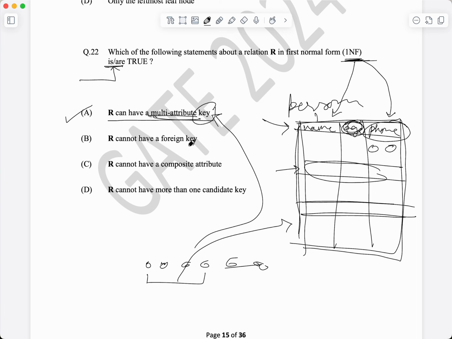Now let's come to B. R cannot have a foreign key. There is no restriction upon foreign key. So this statement is false. It states that foreign key cannot be used, but first normal form does not state that a foreign key cannot be used. So this statement is false.